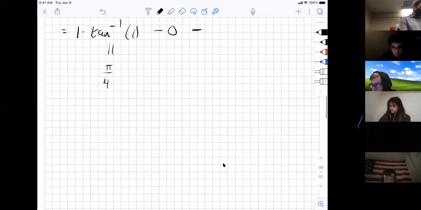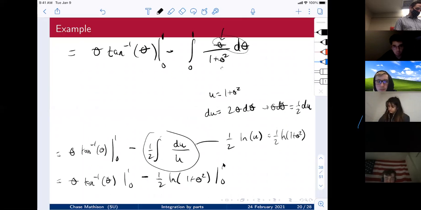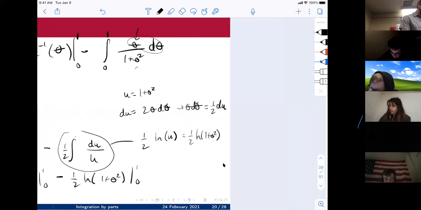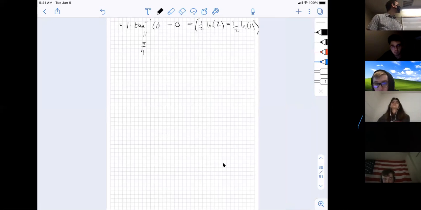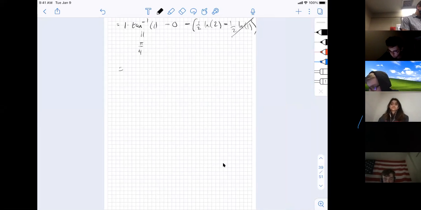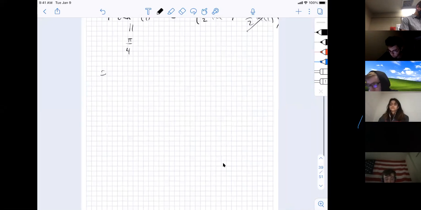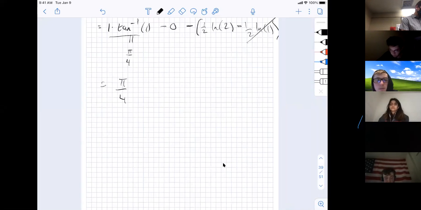And then minus, well, now I'll plug in 1 and 0 into this guy. 1/2 times the natural log of 2 when I plug in 1, and when I plug in 0, minus 1/2 times the natural log of 1. And who knows what the natural log of 1 is? 0. Woo! So this gives us, well, I got a pi over 4 from this piece. Then this piece gives me 0. Minus 1/2 natural log of 2.